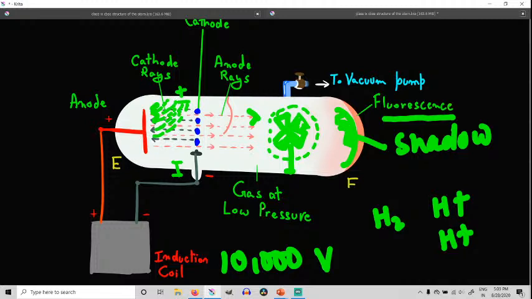This proves that they are carrying positive charge. Understood? They carry positive charge. Understood or not understood? You can see the deflection.